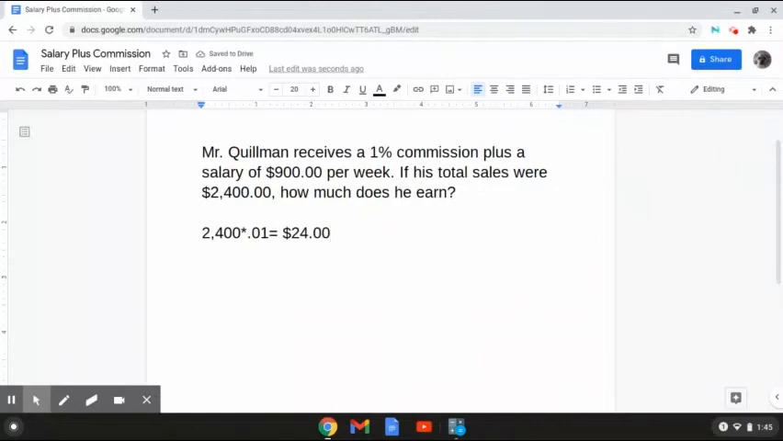Then, from here, we need to add it to our salary. So 24 plus 900, and I can obviously do this in my head. This will be 924. So, Mr. Quillman will earn $924. And that is how to solve this problem.